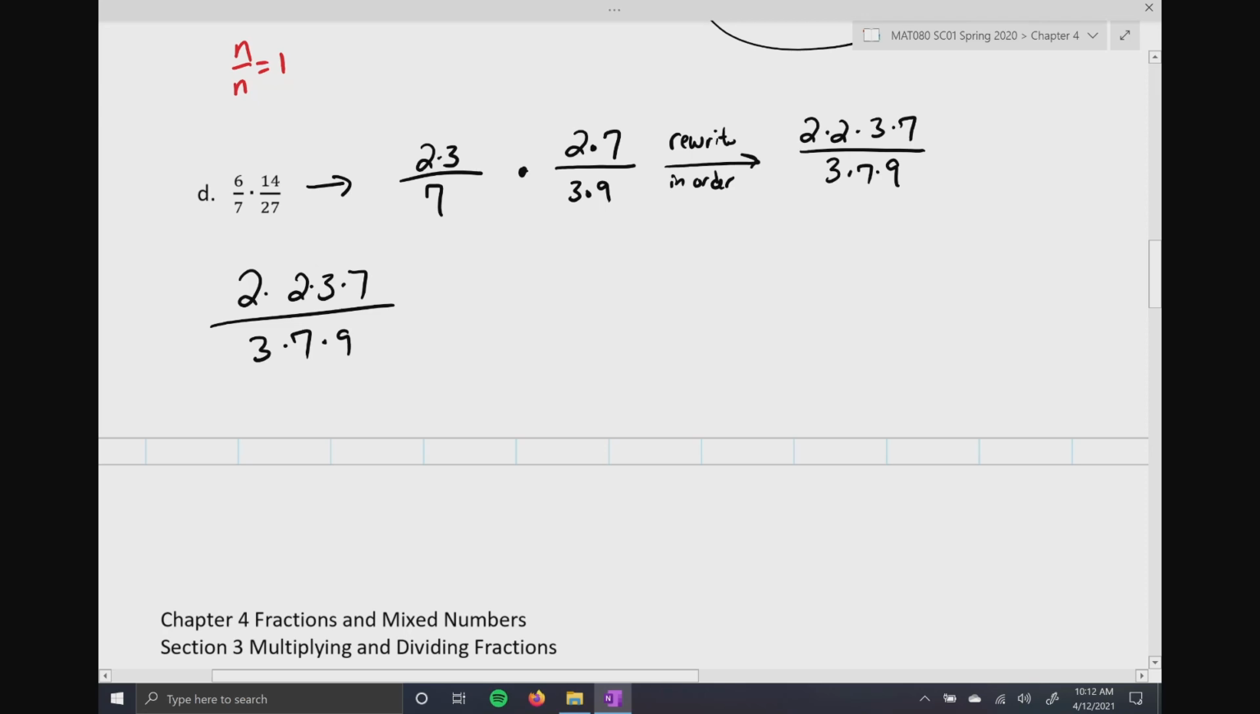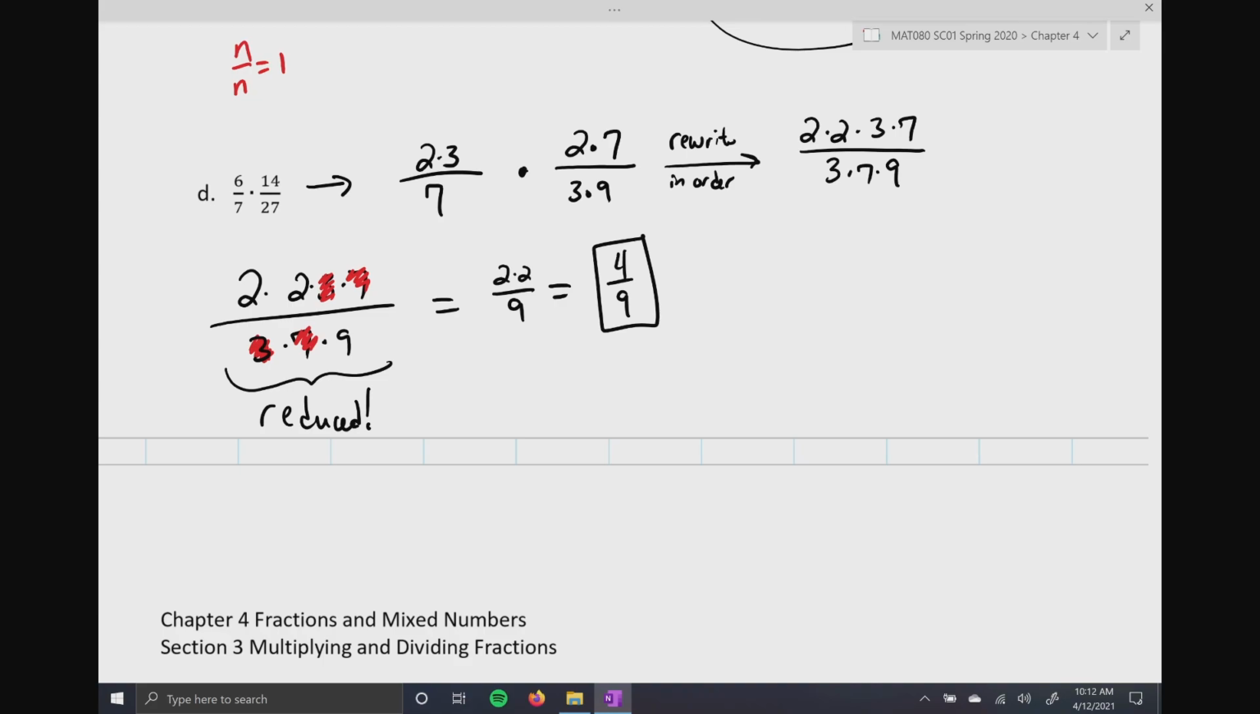All right. Now I'm going to look for numbers that are the same in the numerator and denominator. That occurs here. 3 over 3 and 7 over 7. All right. So there is my reduce. I just reduced everything right here. Now it's completely reduced. Whatever's left over is what I'm going to write. 2 times 2 over 9, which equals 4 over 9. So 6 over 7 times 14 over 27 equals 4 over 9.